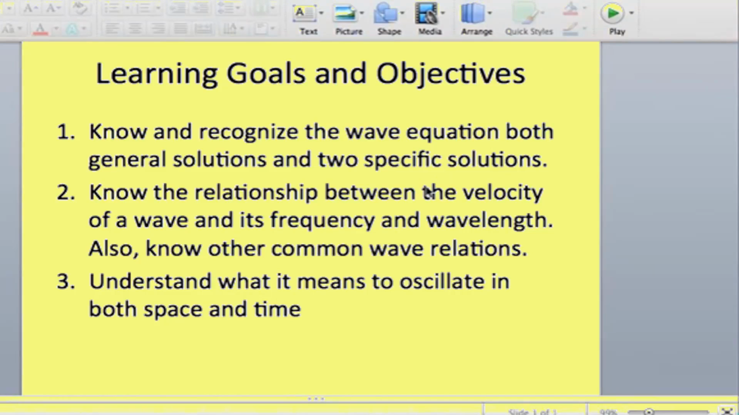Hi all. In this video we will be going over the intro to waves. The learning goals and objectives for this section is to know and recognize the wave equation, both general solutions and two specific solutions. Know that there is a relationship between the velocity of a wave and its frequency and wavelength. Also know other common wave velocity relations. Third is to understand what it means to oscillate in both space and time.